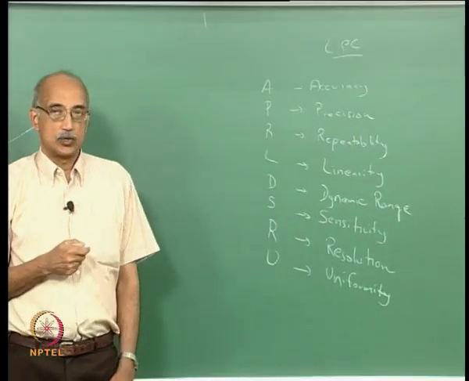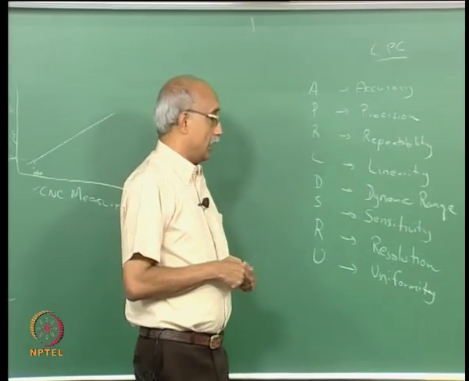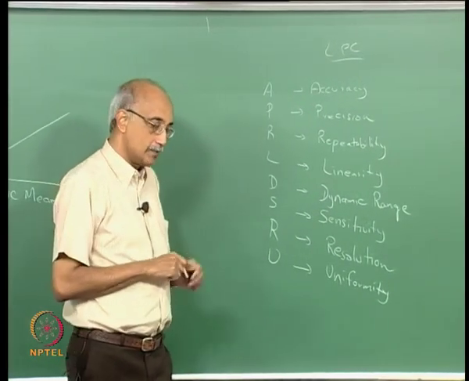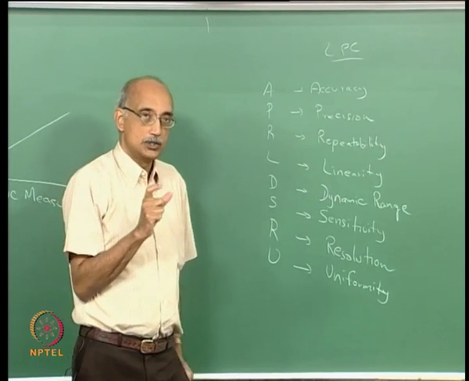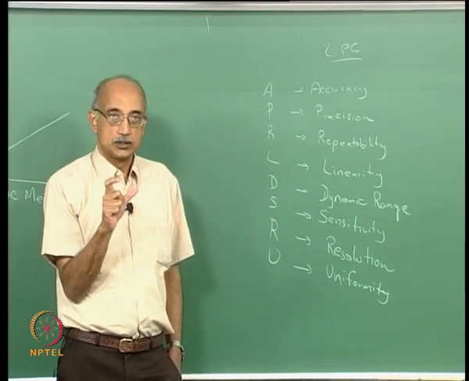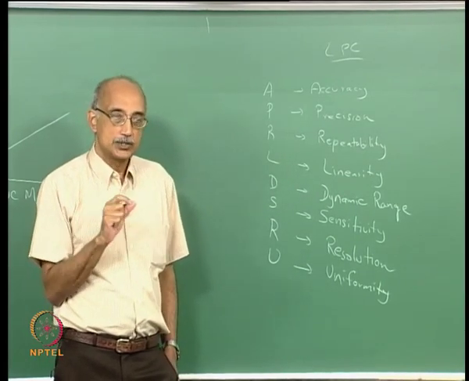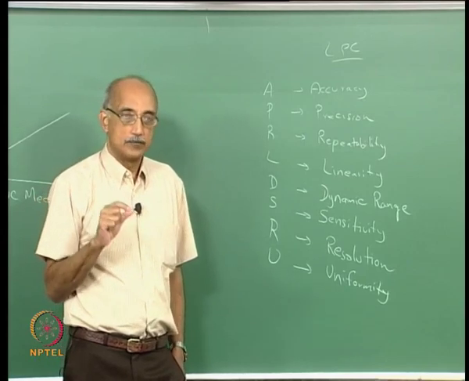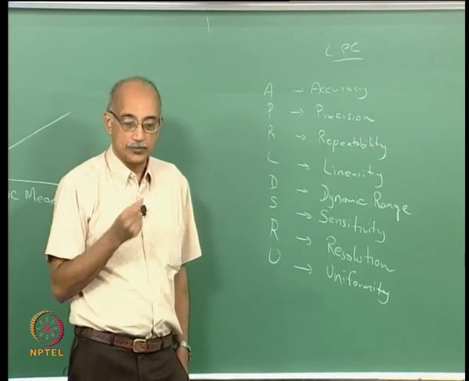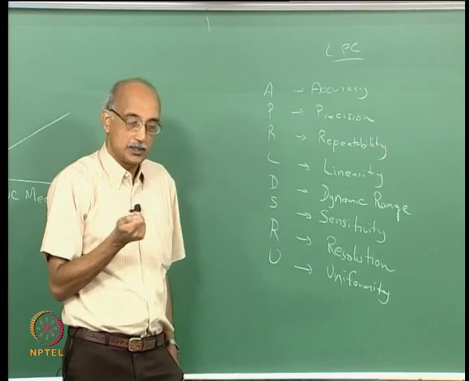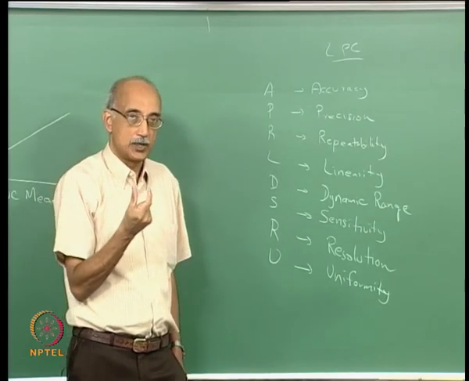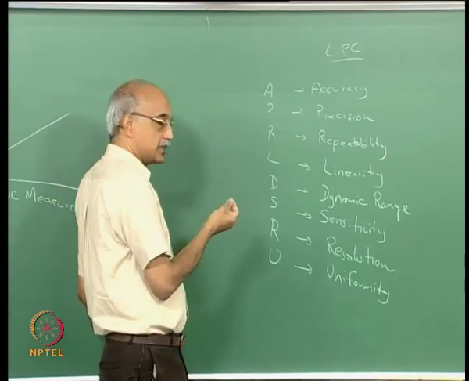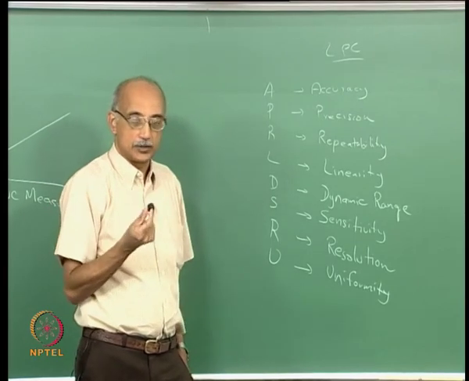So let's talk about what these are. Accuracy is a measure of how close your measured value is to reality. How close is it to the actual value that you're measuring? For example, if you're using a particle size analyzer to measure size of a particle, how close is your measurement to the real size of that particle?